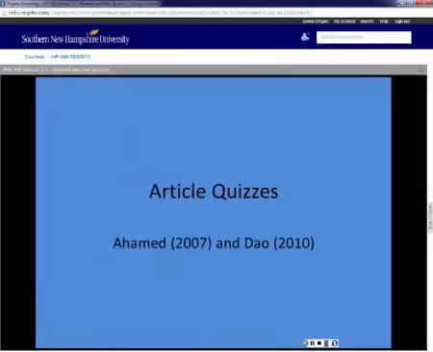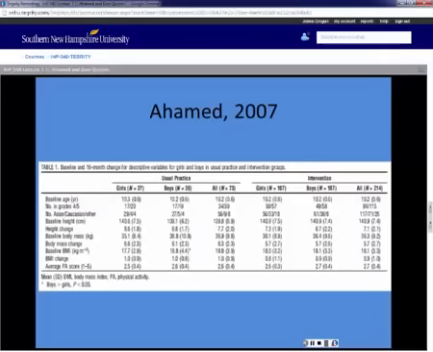This lecture is about the article quizzes for the articles Ahamed, published in 2007, and Dao, published in 2010. First, Ahamed, published in 2007. This is table number 1.